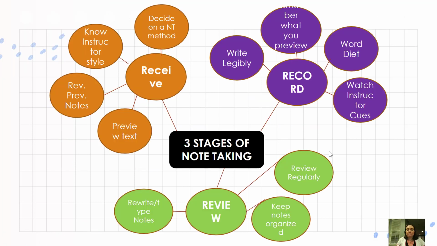So here is an example. The three stages of note taking, right? We have our three main ideas, receive, record, and review. And off of those bubbles, we have supporting details.